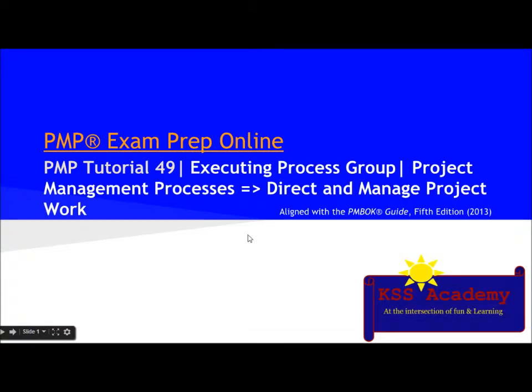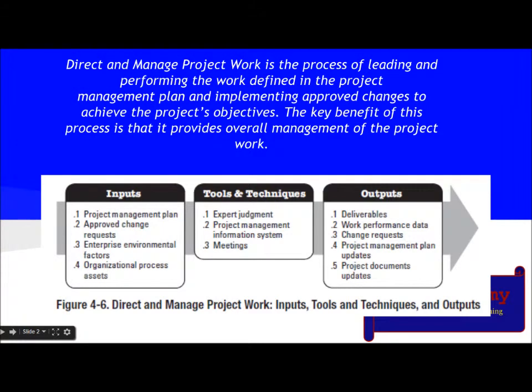Hello people, today we are going to learn about the last process of the executing process group, which is direct and manage project work. So let's see. Direct and manage project work is the process of leading and performing the work defined in the project management plan and implementing approved changes to achieve the project objectives. The key benefit of this process is that it provides overall management of the project work.